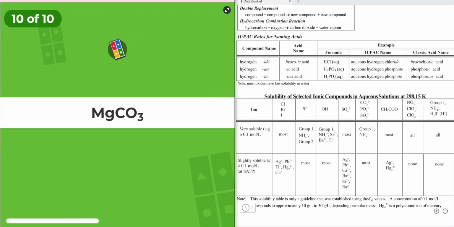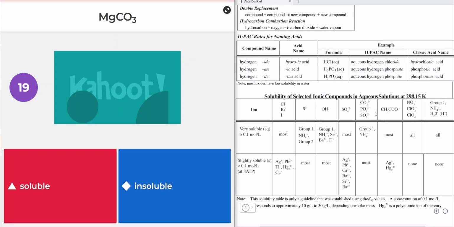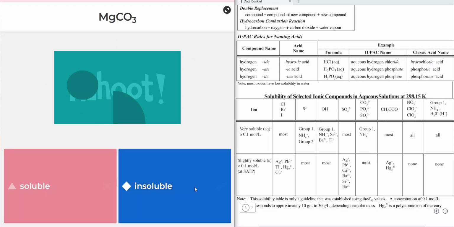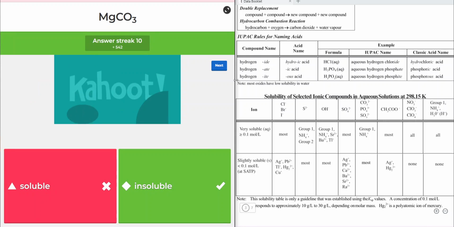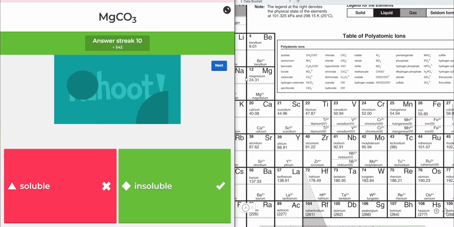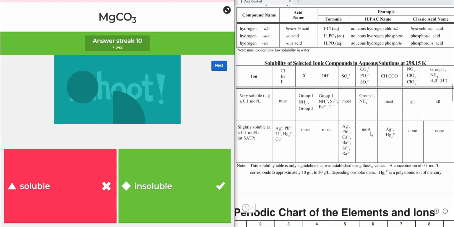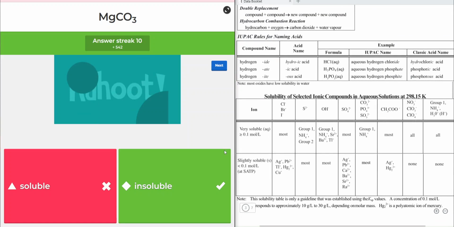Last question. We have magnesium and then carbonate. What is it? Carbonate, I think? Yeah. So anyways, it's this one, magnesium, so that's group 2, so it's actually going to be slightly soluble. Because it says group 1, and magnesium is not in group 1, it's in group 2, so it's in the most category.